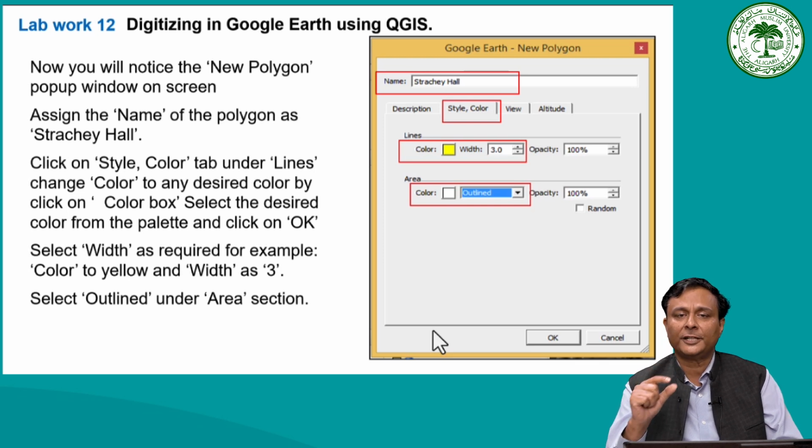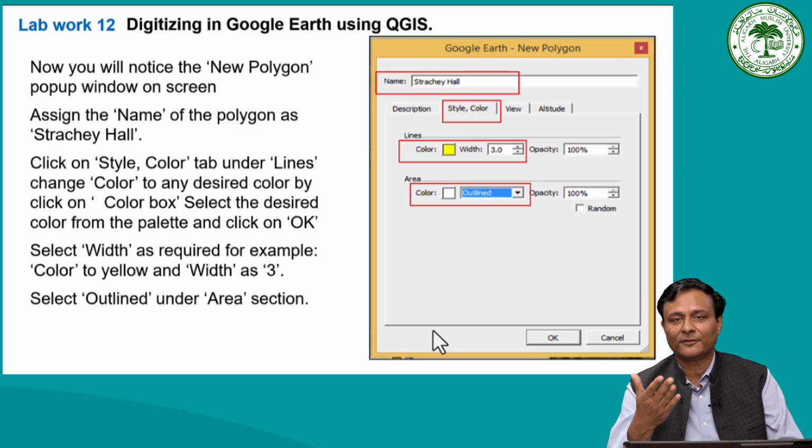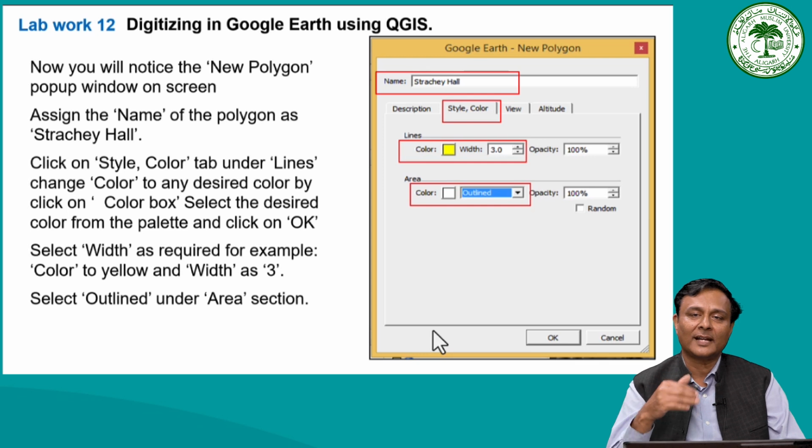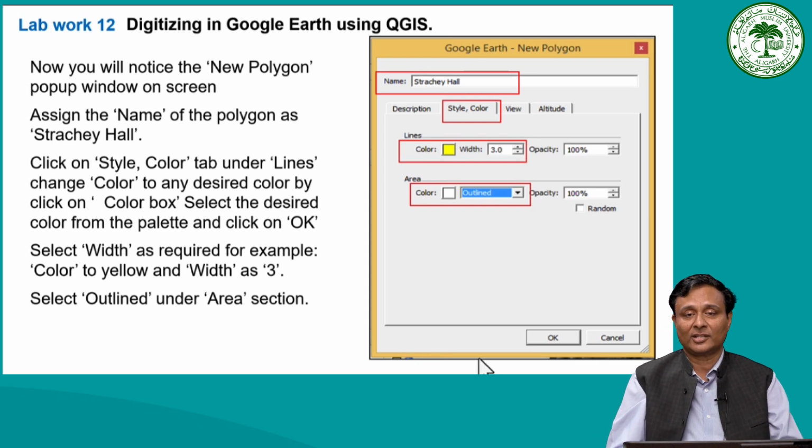Then another is the width. If the width is thinner, then again it won't be very visible. So here I have made it a little thicker. I have placed the width as 3, which is quite thick, so the outline would appear very prominently on the image. That's the objective of highlighting this particular aspect of digitization.